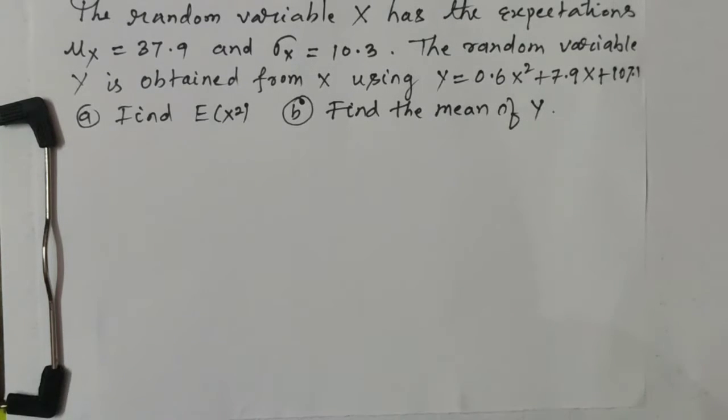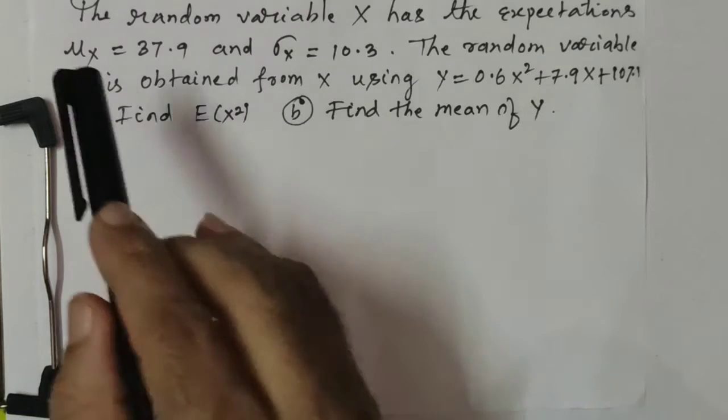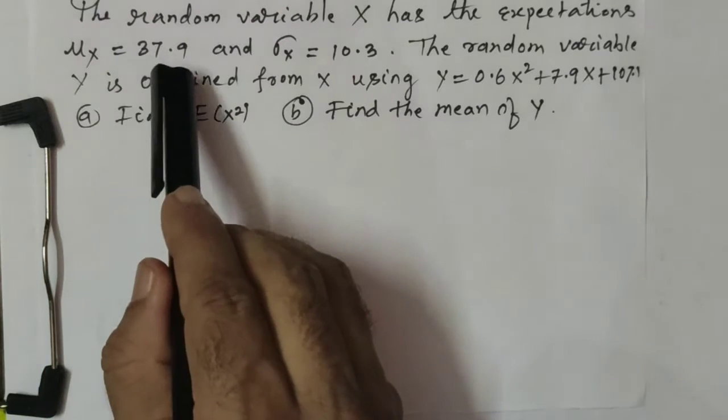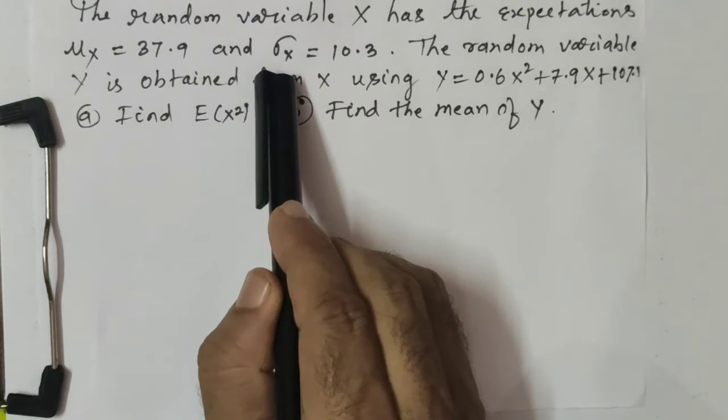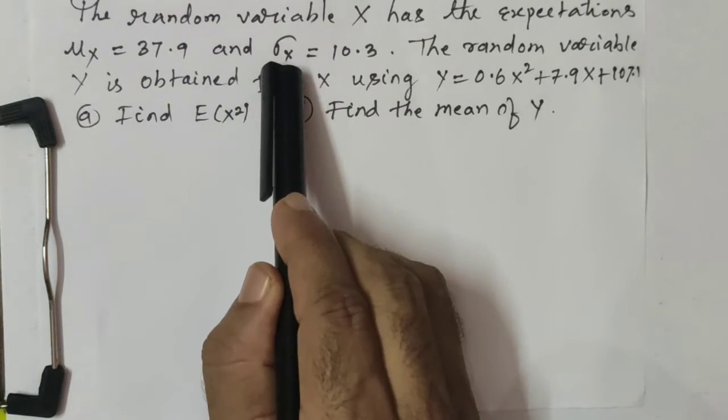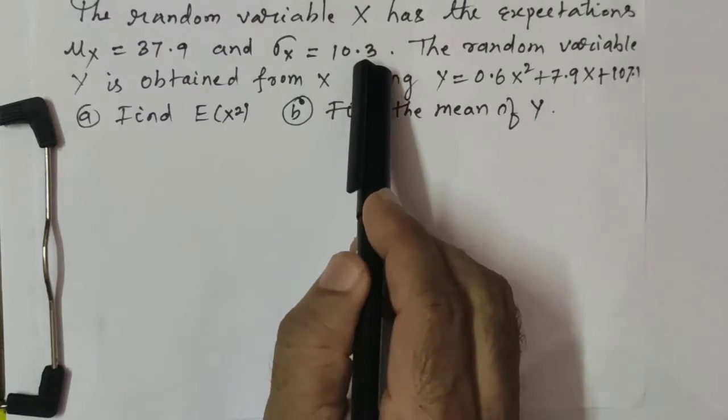Dear students, last class we discussed a few problems on expectations and variance of x. Today we will continue with the problems. The next problem is the random variable capital X has the expectation mu x, that means mean 37.9, and sigma x, this is standard deviation. So if you want the variance, you need to square it. So sigma x is 10.3.